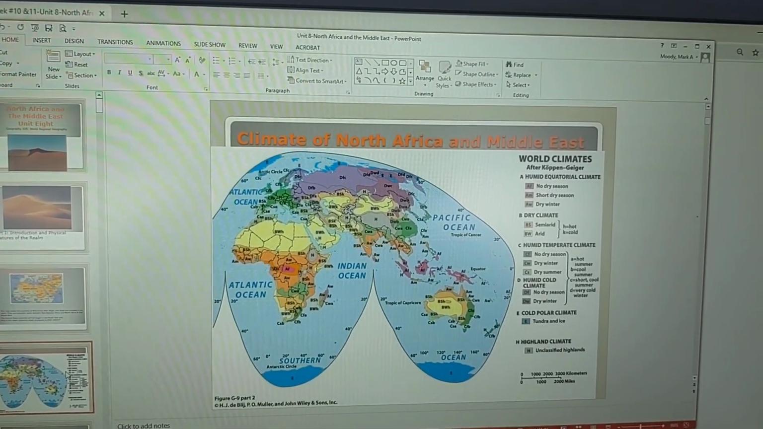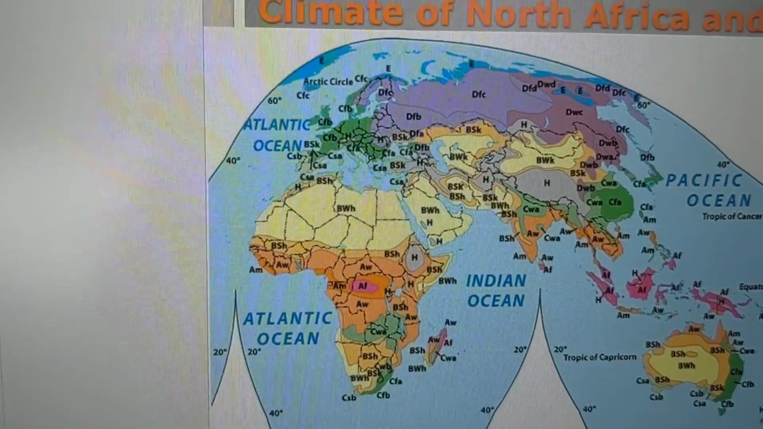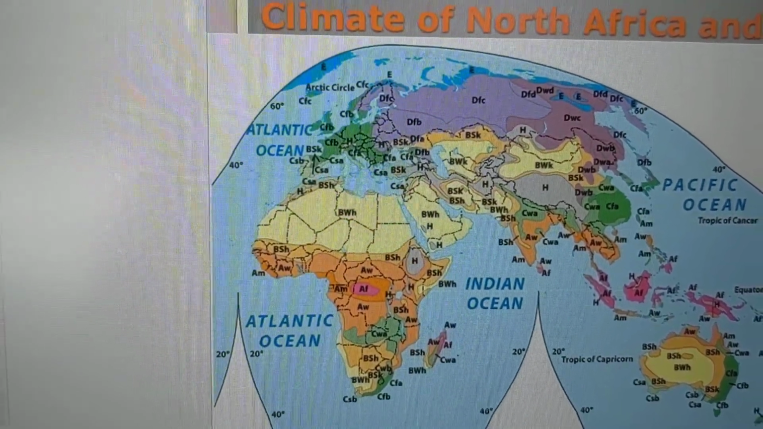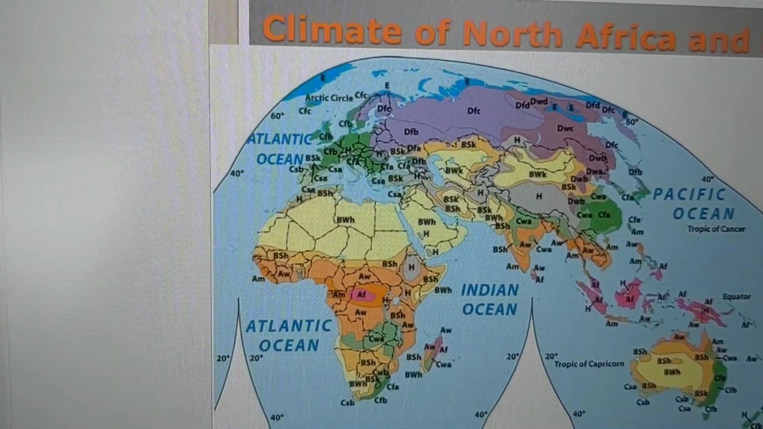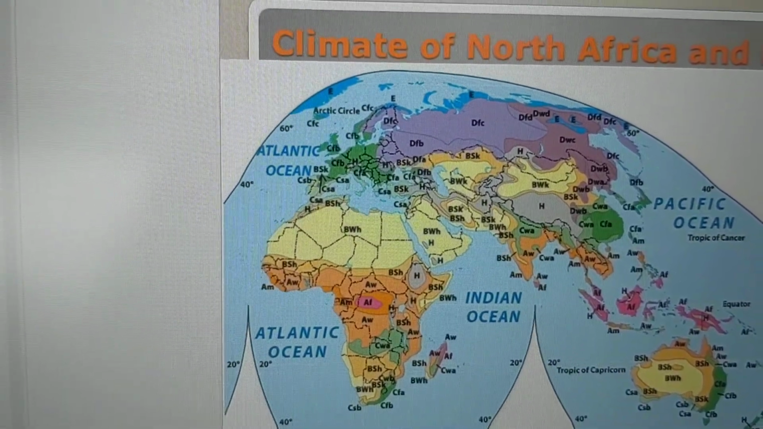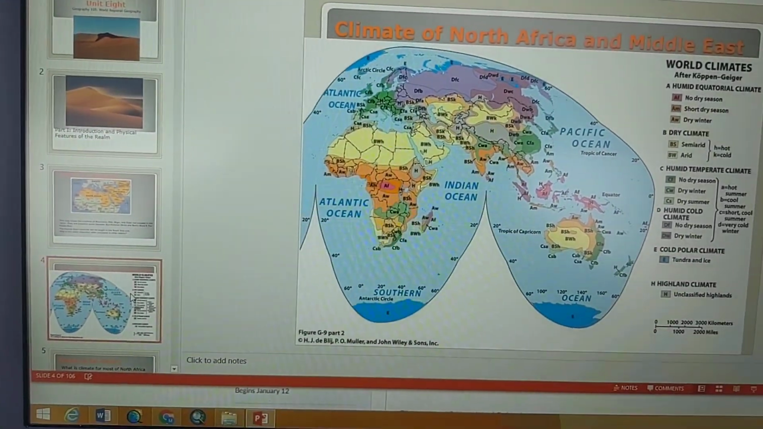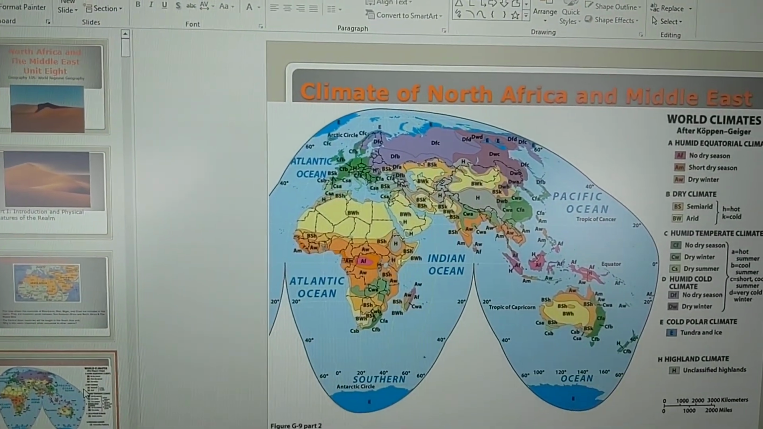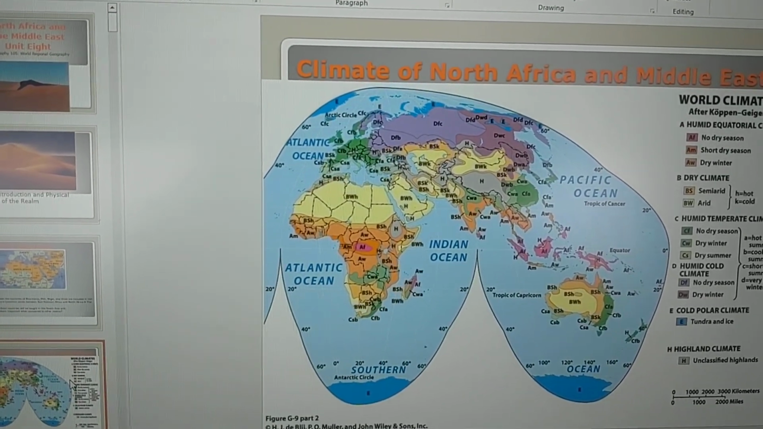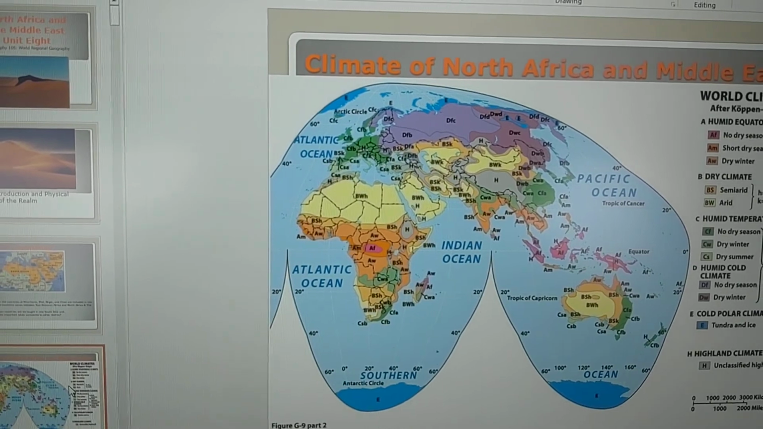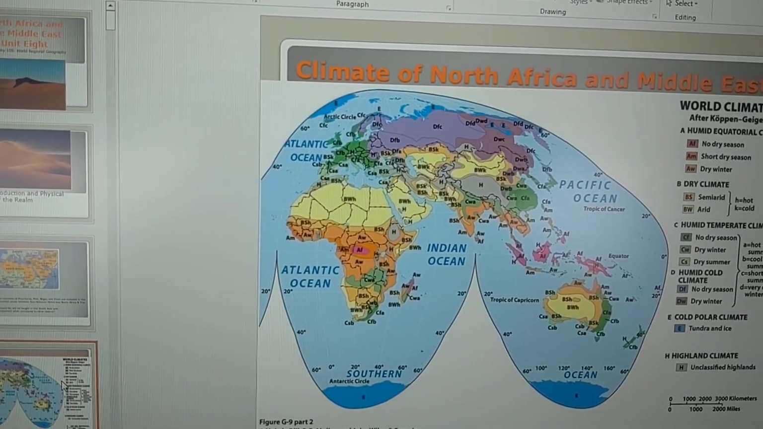Now, the climate is very straightforward here. I'll zoom in so you can see it. You can tell there's not that much climate variation when compared to the United States or even China. There is one major climate. For most of North Africa and the Middle East, it is a desert climate. You can clearly see it throughout North Africa and the Arabian Peninsula.